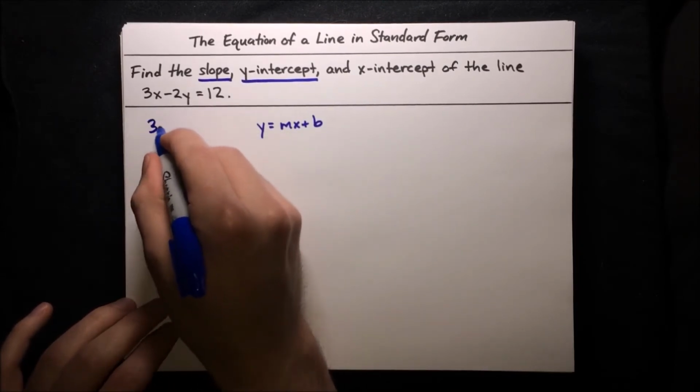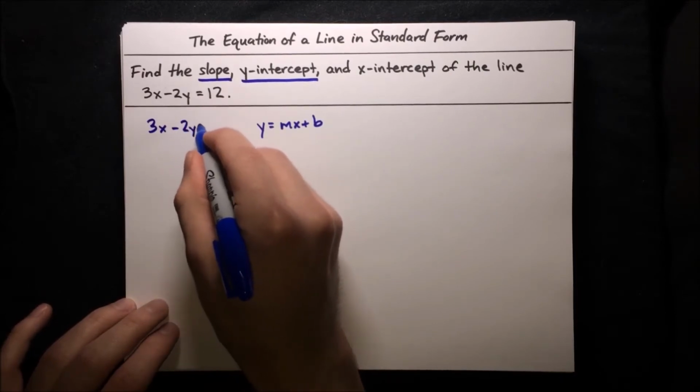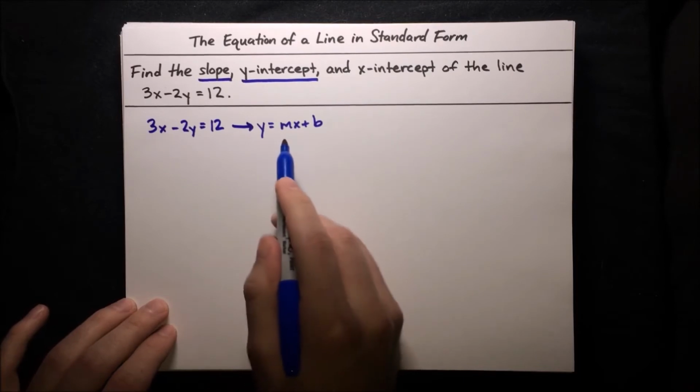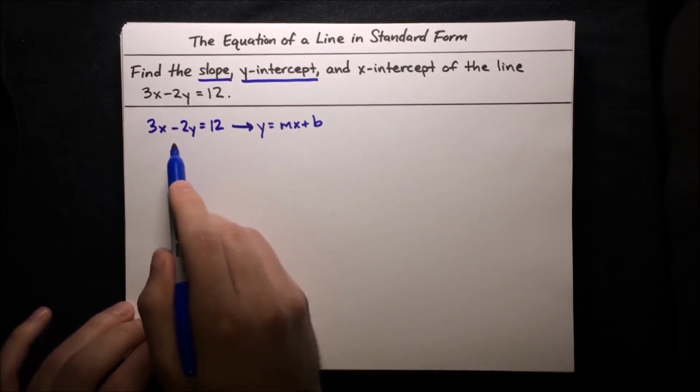Alright. So 3x minus 2y equals 12. We want to move it into slope-intercept form by performing algebraic operations to it.